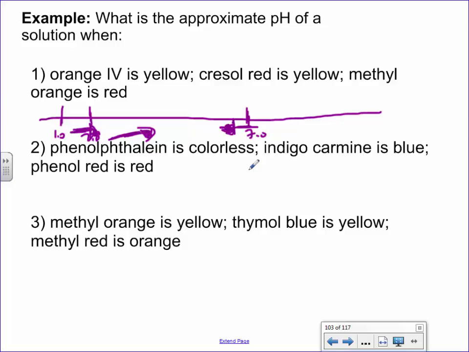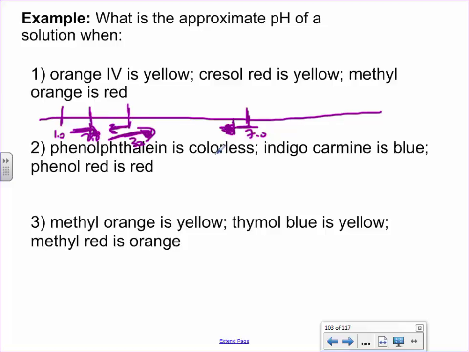Let's try a third one. Methyl orange is red. Methyl orange is the 5th one down, and if you can see on the list there, it goes from red to yellow from 3.2 to 4.4. So if methyl orange is red, it means it must be below 3.2. So I could write another one on here and say, well, at 3.2, it has to be lower.